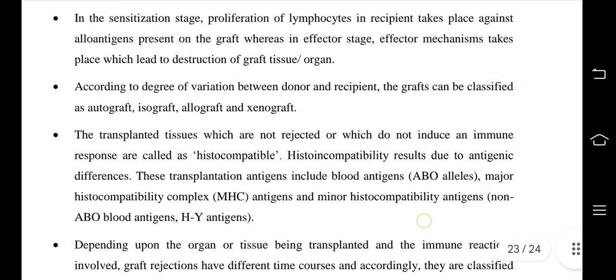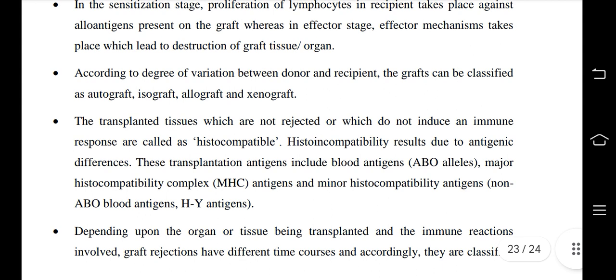According to the degree of variation between donor and recipient, grafts can be classified as autografts, isografts, allografts, or xenografts. The transplanted tissues which are not rejected or which do not induce an immune response are called histocompatible. So, histocompatibility results from antigenic differences. These transplantation antigens include blood antigens, major histocompatibility complex antigens, and minor histocompatibility antigens, non-ABO blood antigens, and HY antigens.